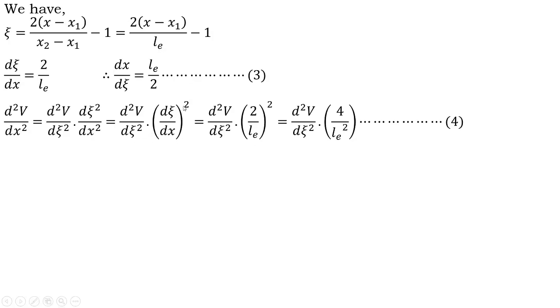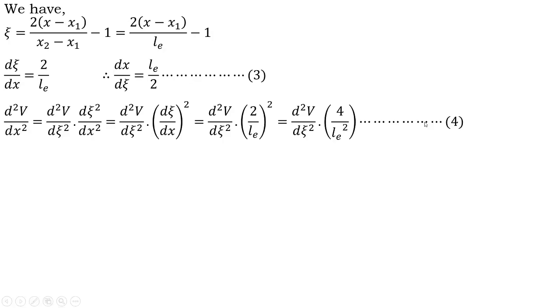Now I know the value of d zeta divided by dx from the previous equation, that is 2 divided by Le. So let us substitute that value of d zeta divided by dx as 2 divided by Le and this whole square as it is, and that will be equal to d square v divided by d zeta square as it is, then squaring these two terms, so it is 2 square, it is 4, and this is Le square.